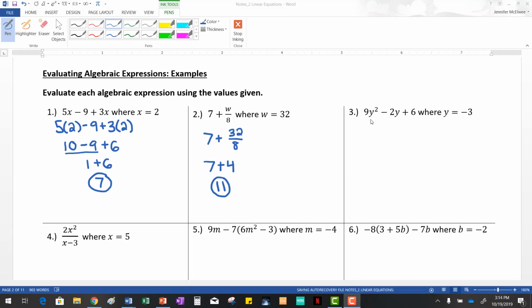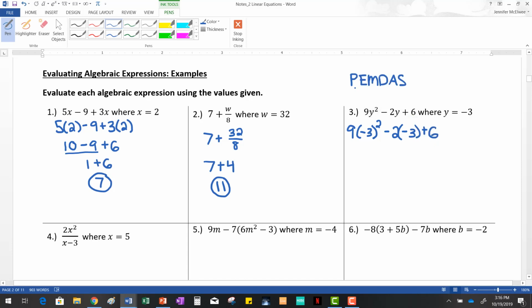Number 3 is 9y squared minus 2y plus 6, where y is equal to negative 3. So this time my variable is equal to a negative number. So let me substitute. I have 9 times whatever y is squared. So 9 times negative 3 to the second power minus 2 times y again. So 2 times negative 3, and I have to bring down my plus 6 as well.